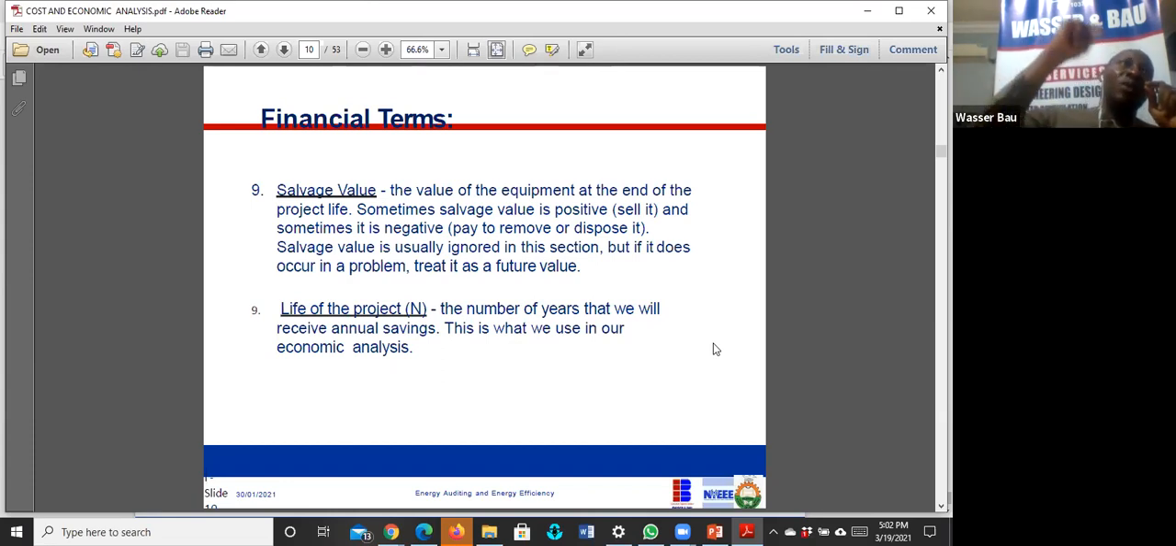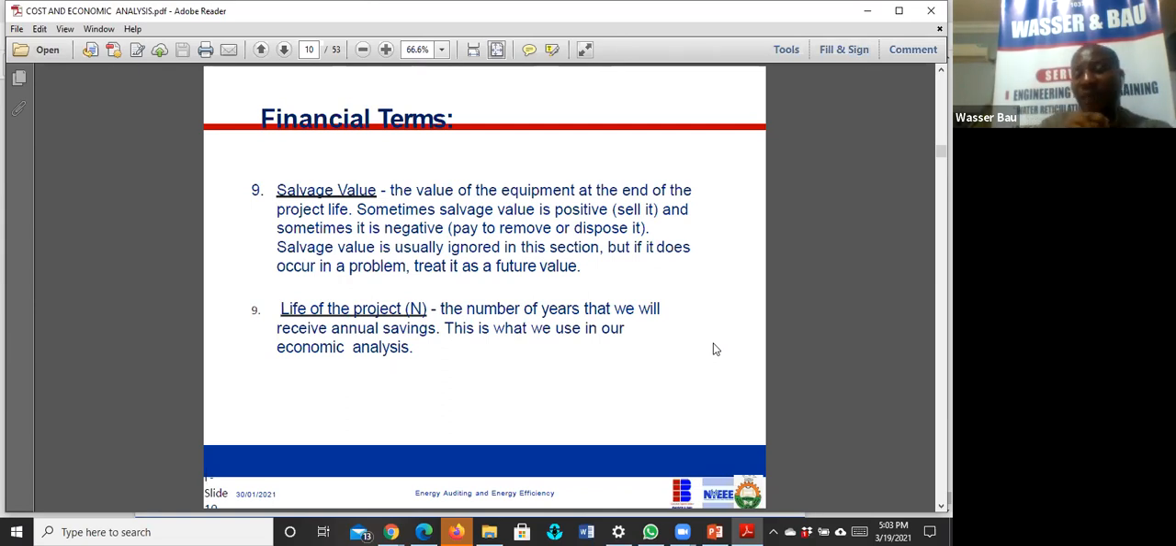So in our calculation, we treat the salvage. If there's a salvage value for an equipment, or if I'm going to replace this transformer with a new transformer, I will project that in 5 years' time, I'm going to recover a certain amount of money, which is the salvage value. So I'm going to treat that in future terms, and there's a way to incorporate it.